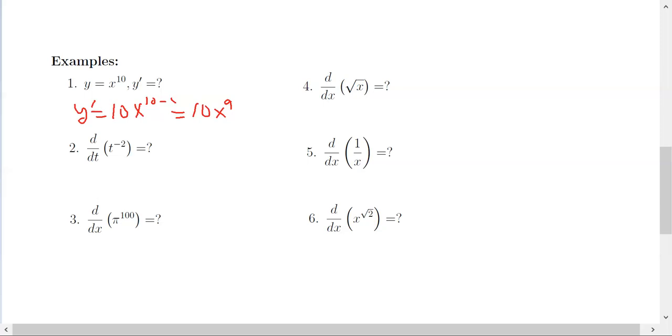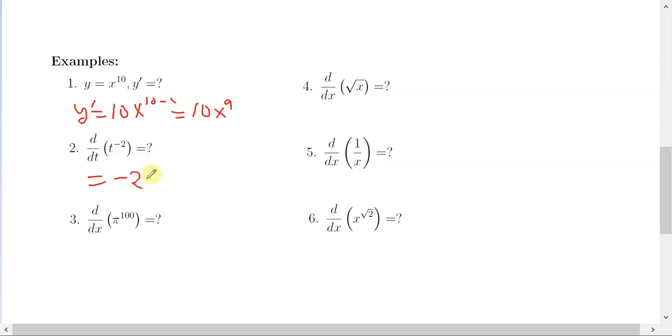Only use the limit definition to find a derivative if you're specifically told to do so. We're going to have rules for all our basic functions, so there's no reason to go through the limit definition. Here's another one. Derivative of t to the minus 2. I said this works not just for integers, but even for negative integers. Not just for positive, but even negative.